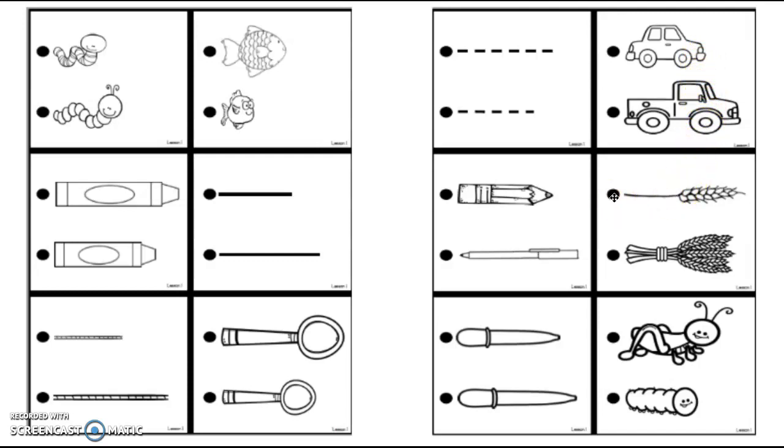Let's look at the wheat. Do you think the single wheat strand is longer or shorter than the bundle? It is longer, just barely. It looks like it's longer, but it is longer. Let's look at the grasshopper and the caterpillar. Is the grasshopper longer or shorter than the caterpillar? He is longer. Good job.